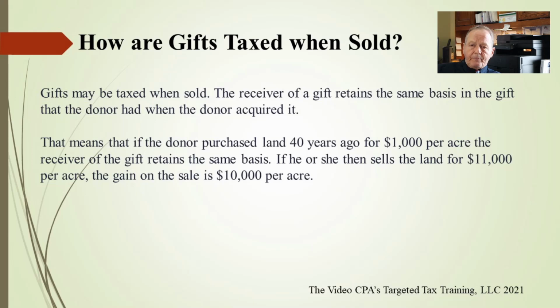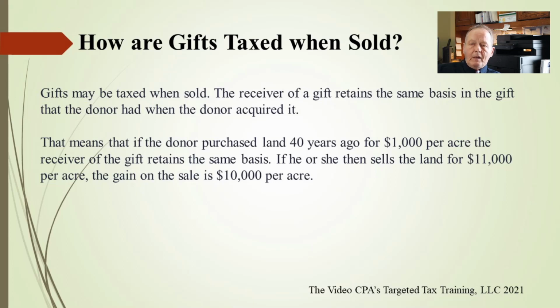When that happens, your basis in that property is the basis in the hands of the donor. That means that if he bought it 40 years ago for $1,000 per acre, that's what your basis is on a gift. So in this case, your gain per acre would be $10,000 on that property.